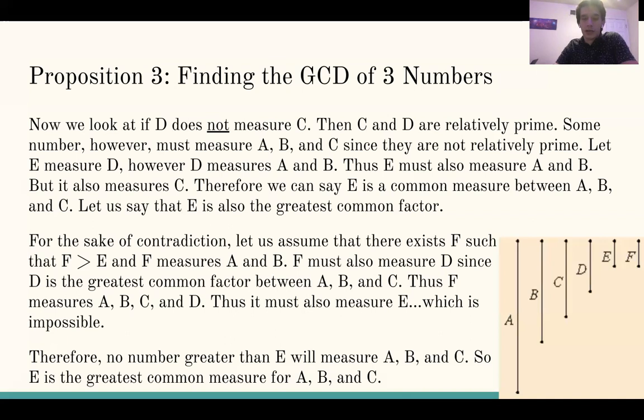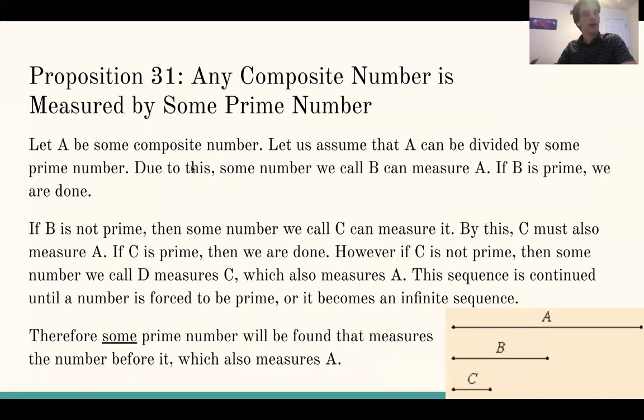So there's no number greater than E that's going to measure A, B, and C. So E has to be the greatest common measure for A, B, and C, right? There's only one. And so that's how you're going to prove that there is one and only one greatest common divisor of three numbers, and that it even exists at all, if those three numbers have it, right?